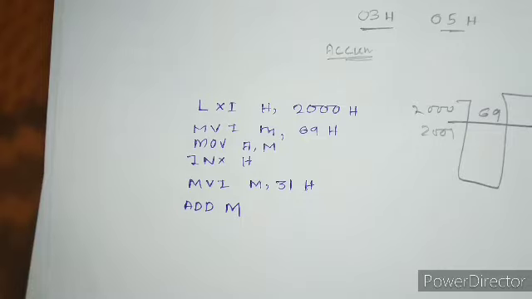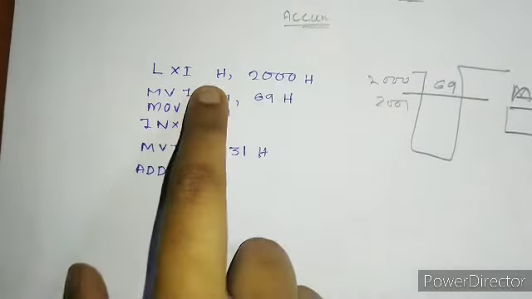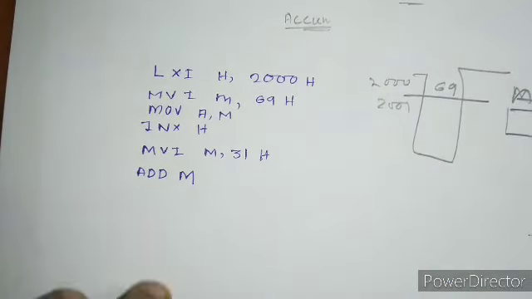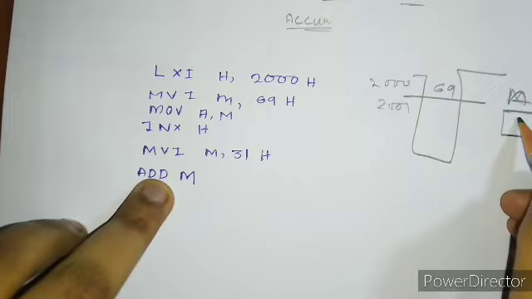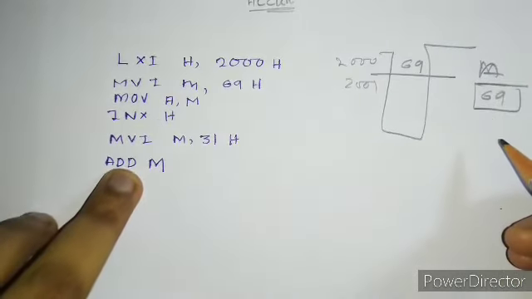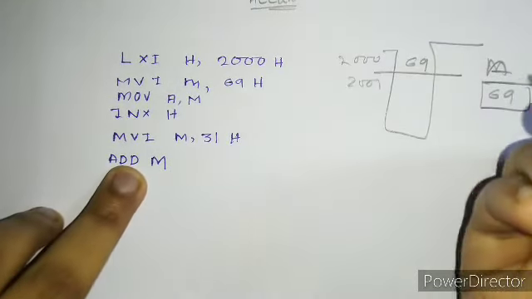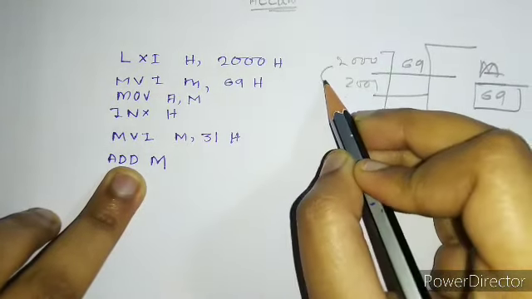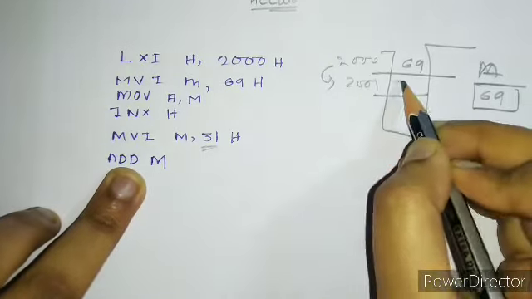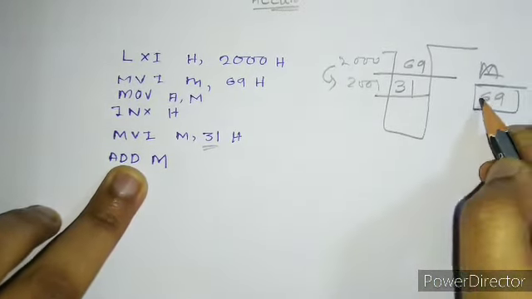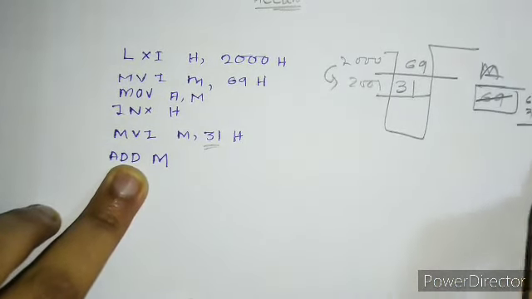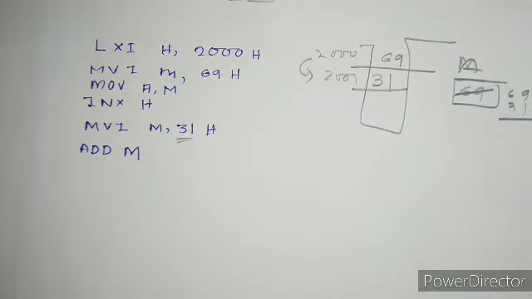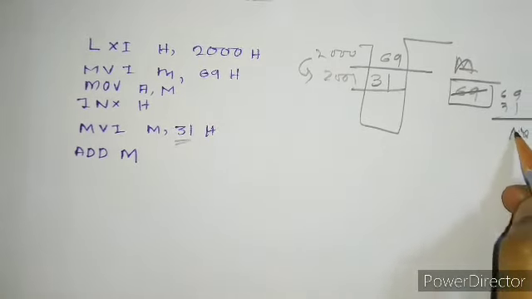Clear? What have I done? First I have initialized the HL pair with 2000. Then store 69 at location 2000. Move it to the A register, as the first number should be in the accumulator, or the second number, doesn't matter, one number has to be stored. Then go to memory location 2001 and store 31 there. Add them. 69 plus 31, it's A0. So it's A and 9.